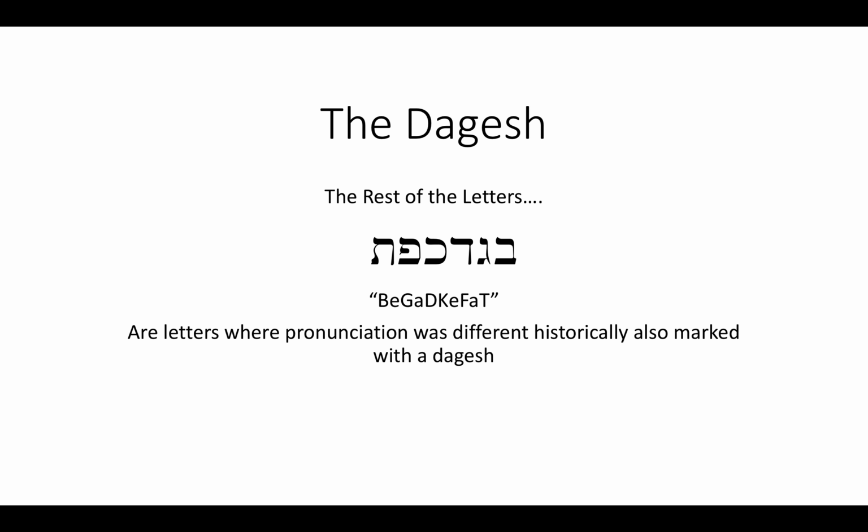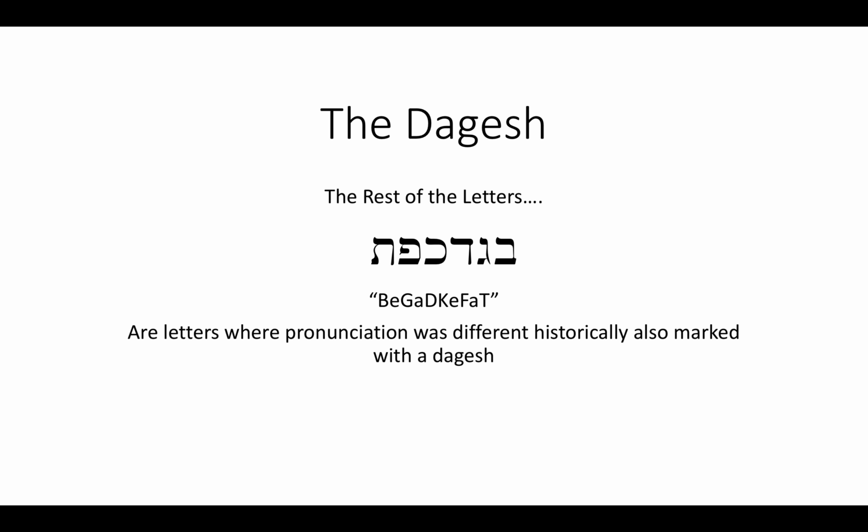So here we have the rest of the letters, which we talked about in class, which are the Bagad Kafat letters. Bagad Kafat is just a little way of trying to remember and identify what these letters are. So the B stands for bait, the G stands for gimel, the D stands for dalet, the K stands for kaf, the F stands for pay, and the T stands for tav.